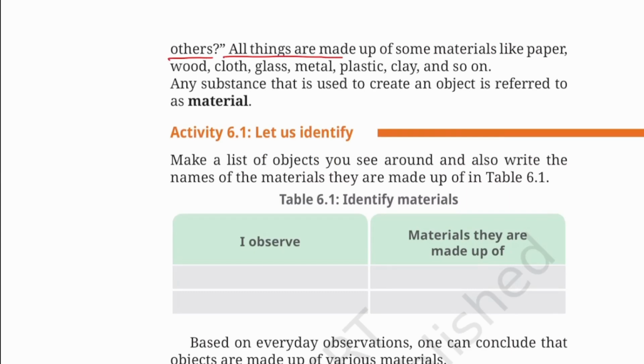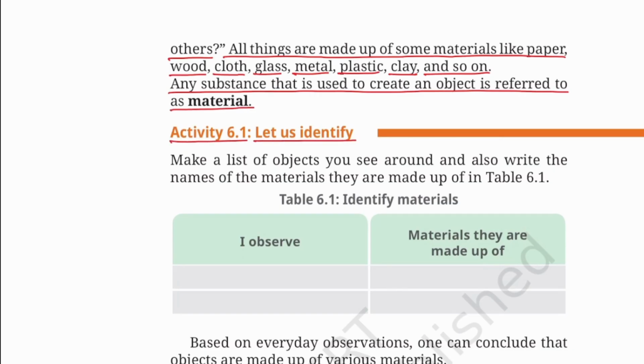All things are made up of some materials like paper, wood, cloth, glass, metal, plastic, clay, and so on. Any substance that is used to create an object is referred to as material. Activity 6.1 Let us identify. Make a list of objects you see around and also write the names of the materials they are made up of in Table 6.1. Table 6.1 Identify materials.